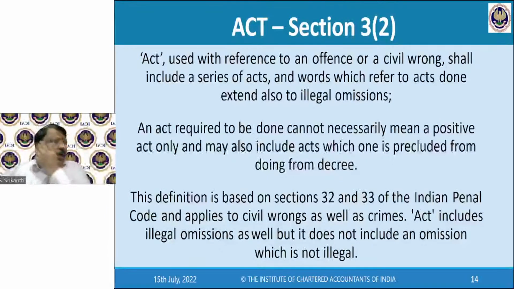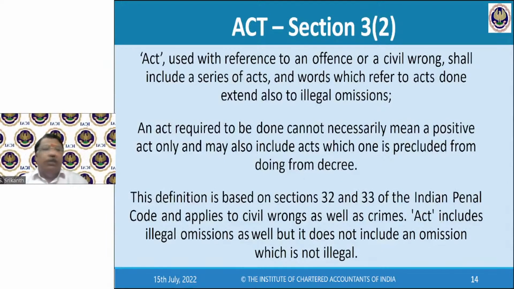Here the word act. Unfortunately, English being a complex language, the same word can have different meanings. So here, act used with reference to an offense or a civil wrong shall include a series of acts and words which refer to acts done, and will also extend to illegal omissions. So when you say an act, it is not one single act. When you're talking about an offense or a civil wrong, act will include a series of acts and words, including illegal omissions.